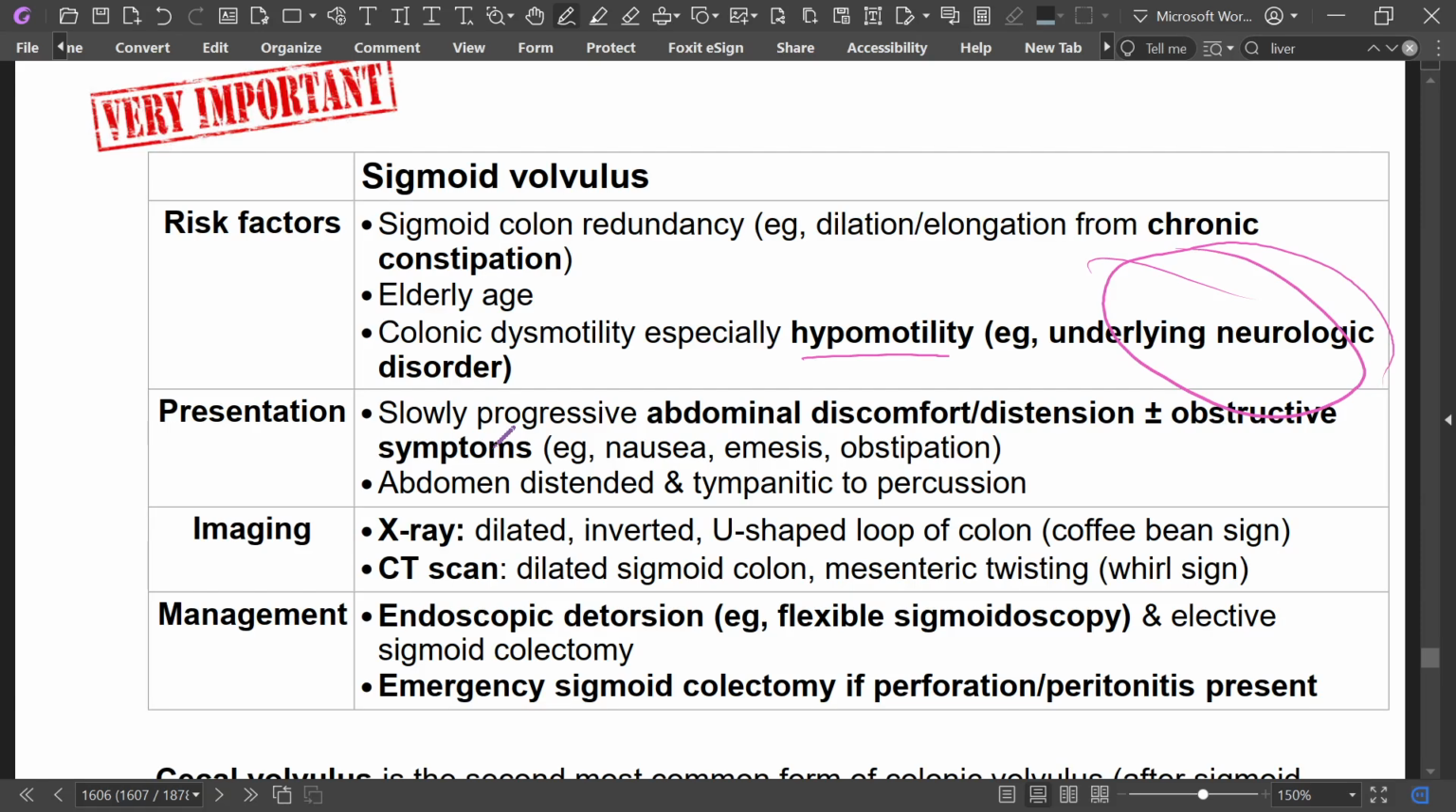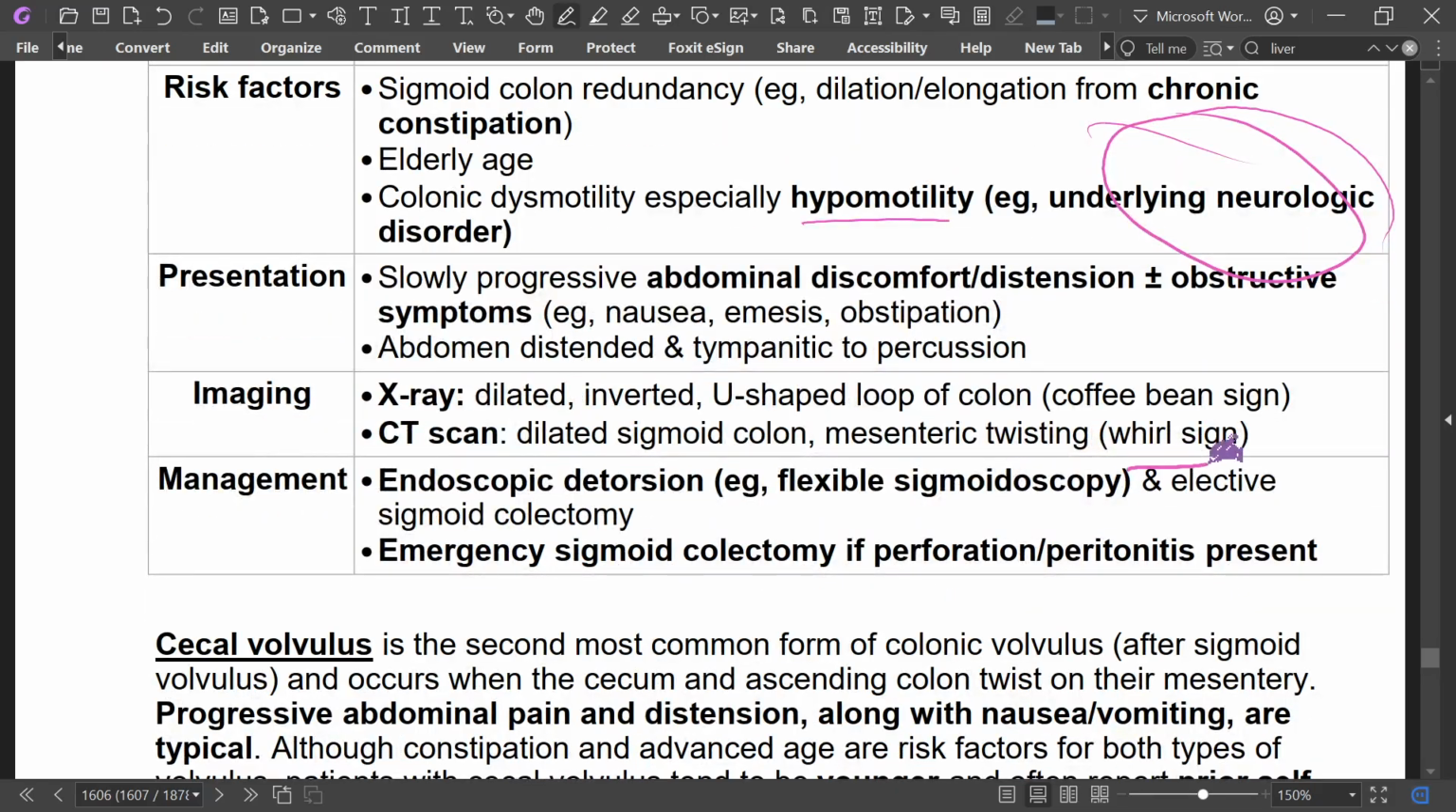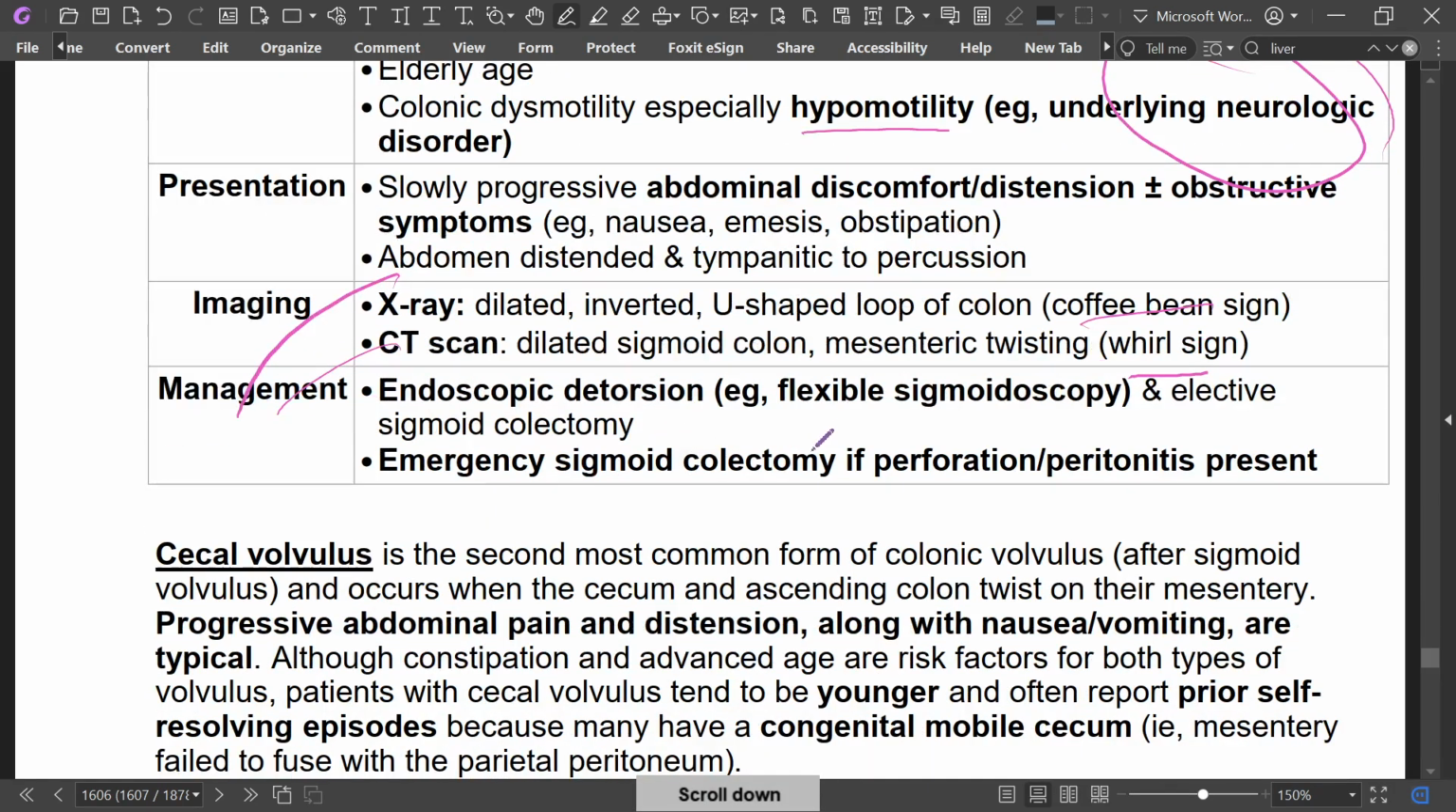The abdomen is distended and tympanic to percussion. X-ray shows dilated, inverted, U-shaped loops with the coffee bean sign. The volvulus is dilated, inverted, U-shaped. CT scan shows a dilated sigmoid colon and mesenteric twisting. There may be the whirl sign on CT, and the coffee bean sign on X-ray. Treatment is endoscopic detorsion.